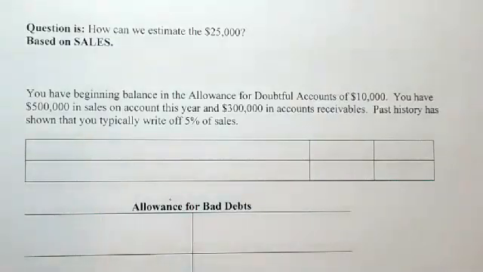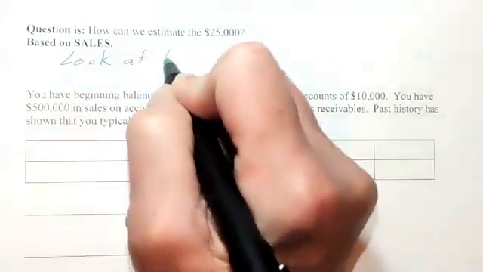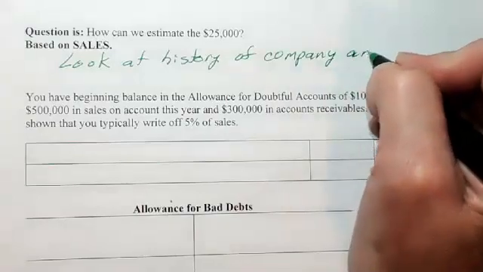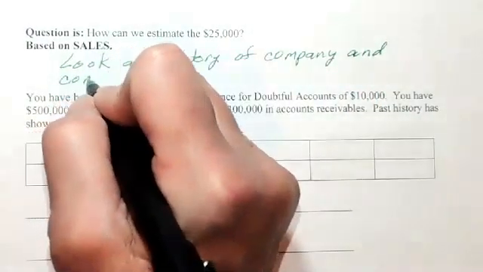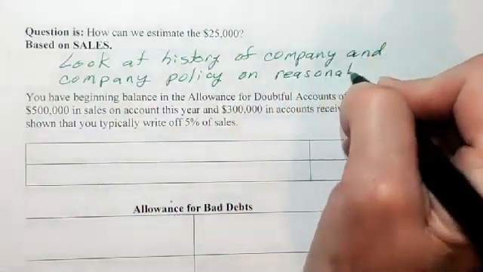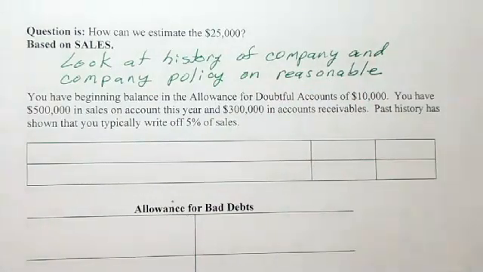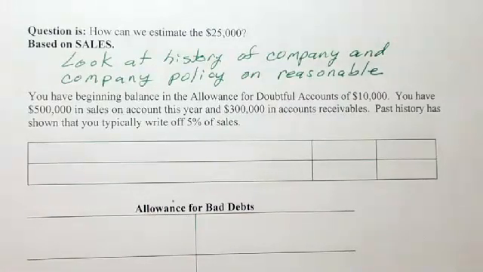So the question is, how do we estimate that $25,000? And we have a couple choices. The first one is to base it on sales. So if you base it on sales, again, you just look at the history of the company. Normally you come up with company policy on what seems reasonable. So you don't have to use the same thing every year, but you need to come up with something with some kind of support because the auditors will question you on that percentage.